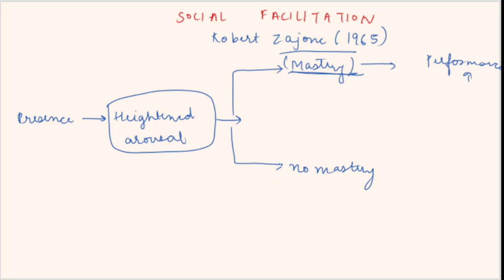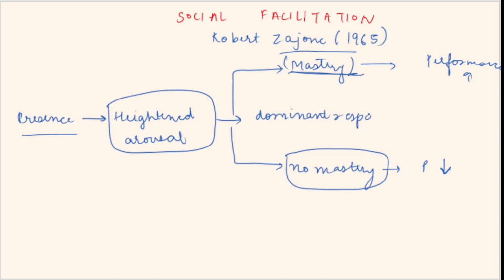Okay? And those who do not have the mastery over the craft that they are going to do, their performance is depleted or impaired. So when other people are present, we have to showcase some kind of dominant responses or desired responses, and those people who have mastery, their performance will increase, and those who do not have mastery, their performance is decreased.